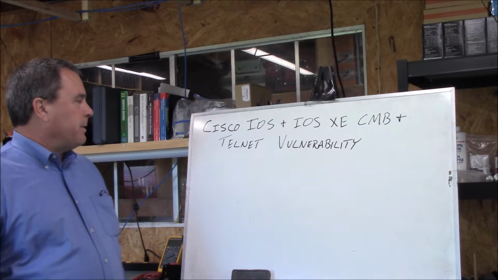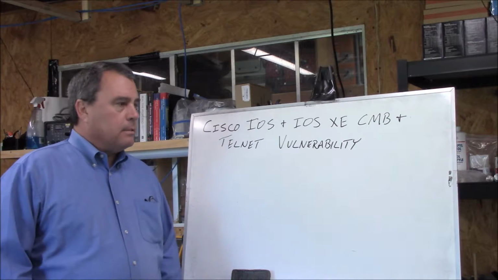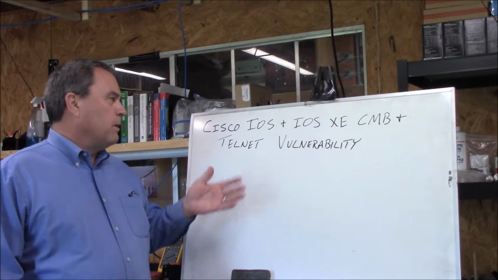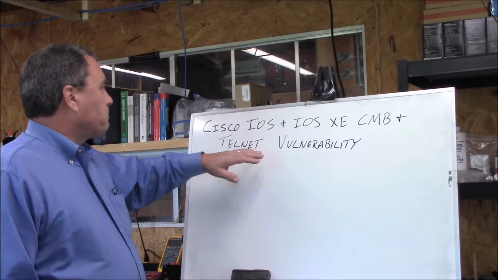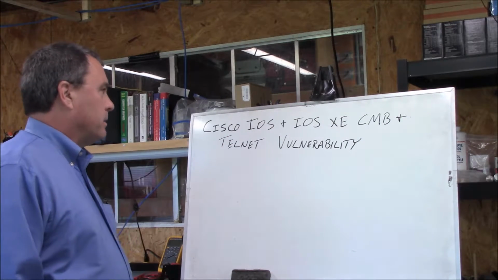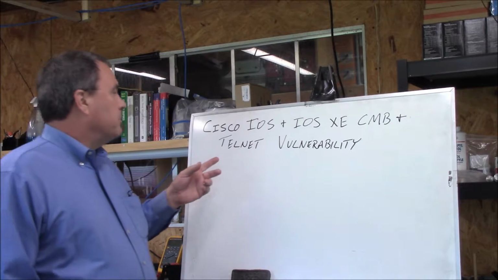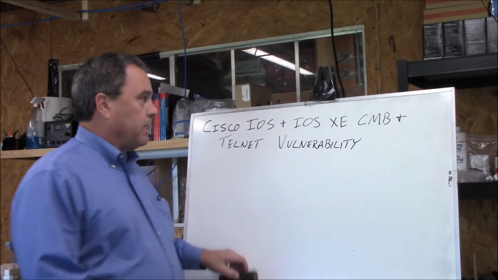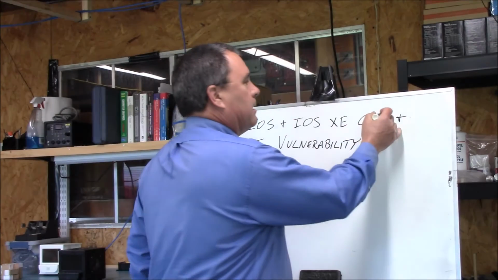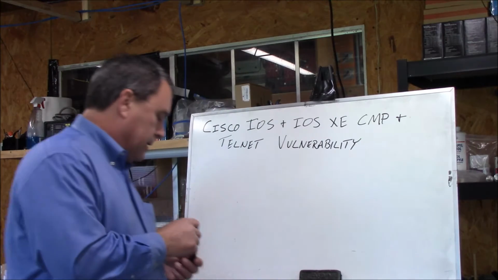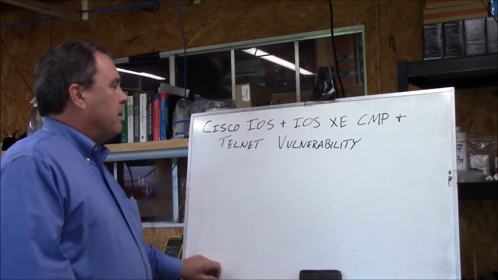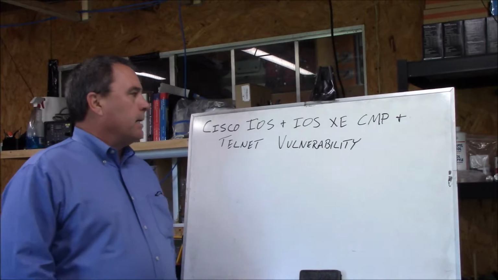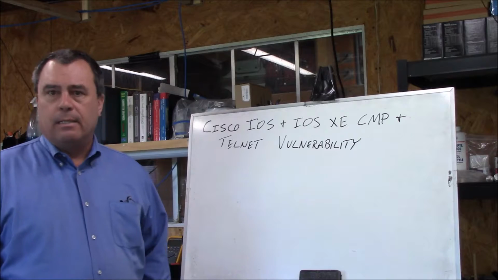So, I was reading a Cisco, actually I heard about a Cisco vulnerability, where IOS and IOS XE has a CMP Telnet issue. CMP is cluster management, actually it's CMP, not CMP. This cluster management protocol, and I wasn't too concerned about it because, and we'll look at the network drawing here in a minute, but I wanted to talk about it a little bit.